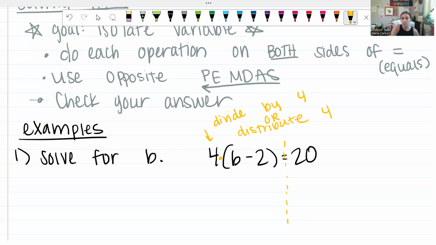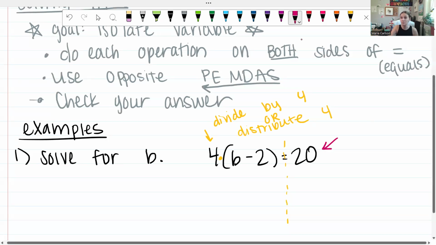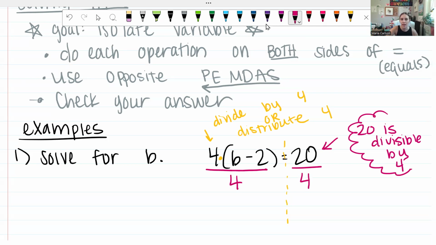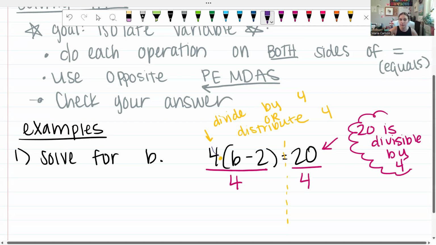So looking, if I were to divide both sides by 4, I would want this right-hand side to be divisible by 4, and 20 is divisible by 4. So let's start by dividing. So I'm going to divide both sides of my equation by 4 to get rid of the 4 that's being multiplied to b minus 2. And looking on the left-hand side, the 4 in the numerator and denominator cancels, leaving us with just the b minus 2. And it doesn't really need parentheses anymore. And that is equal to 20 divided by 4, which is 5.